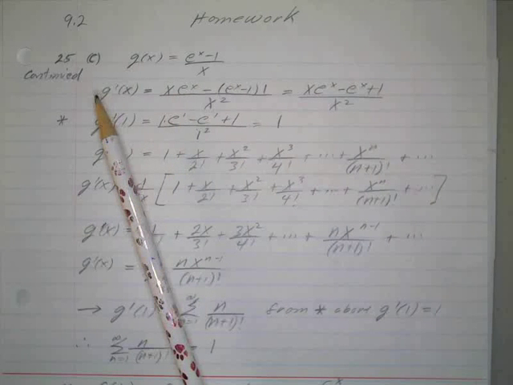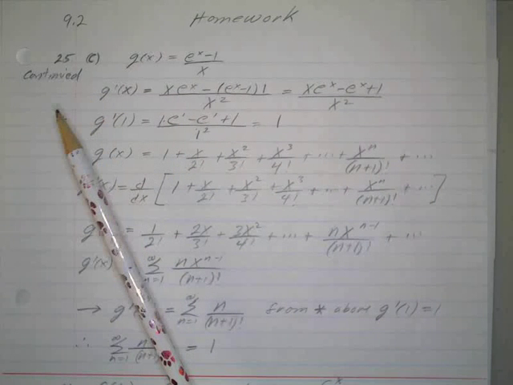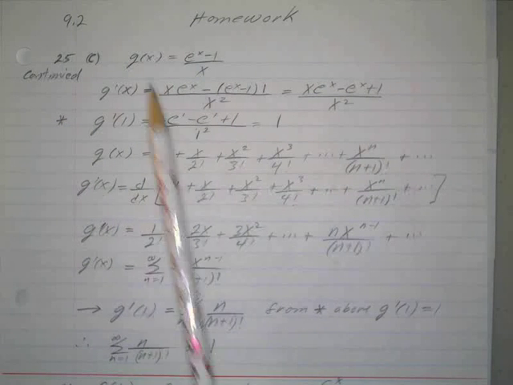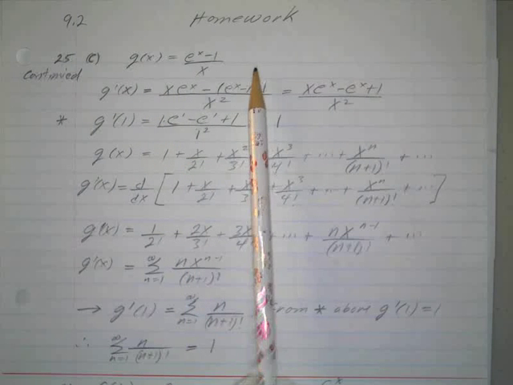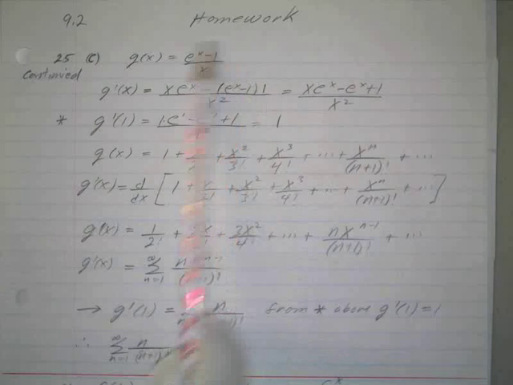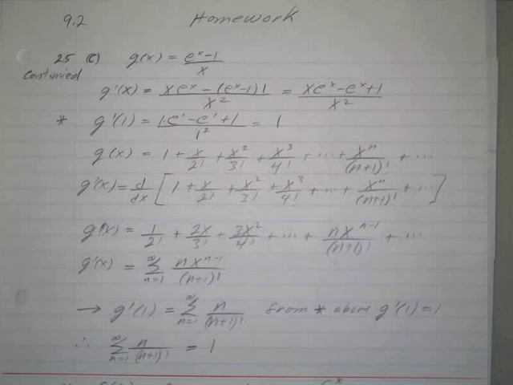Okay, so number 25. For the function in part B, use it to show that g prime, well, this was g of x, so if I take g prime of x, and this was g of x written as this, so they want to show the g prime.